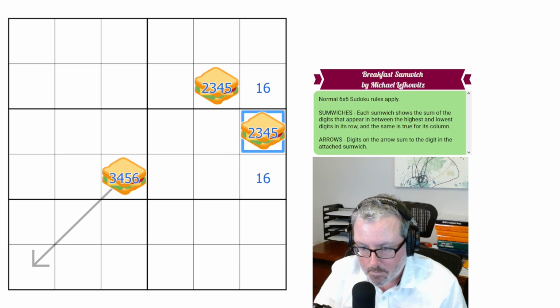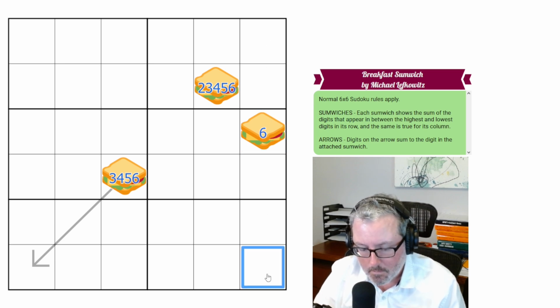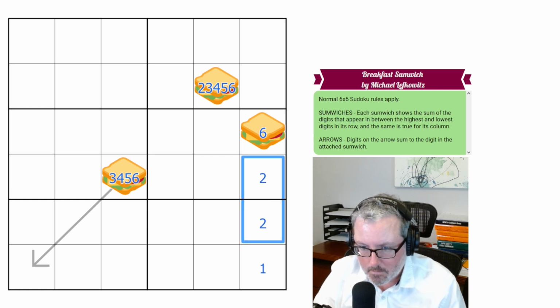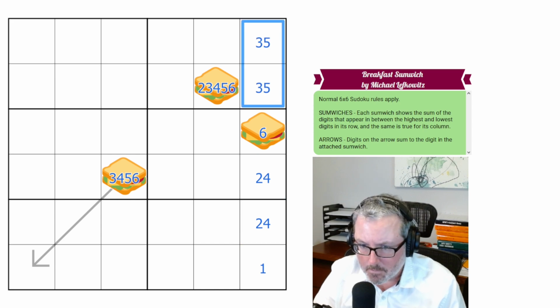But what if this was 6? What if this was 6? Because I think I said that previously. Now, the 1 would have to be here, right? There'd be no other way to do it. And then these two would have to equal 6. They would have to be a 2, 4, which forces this to be a 3, 5.